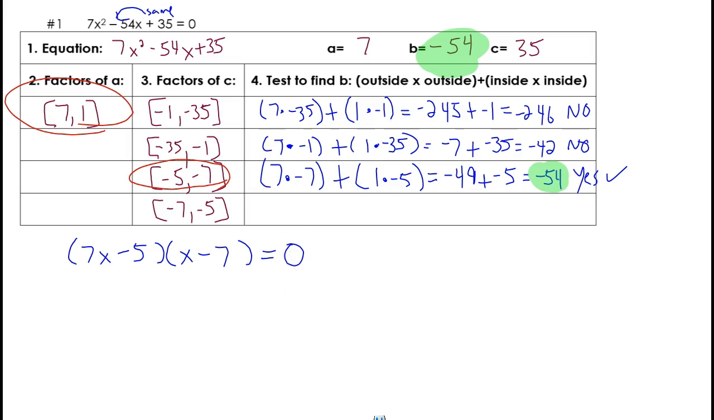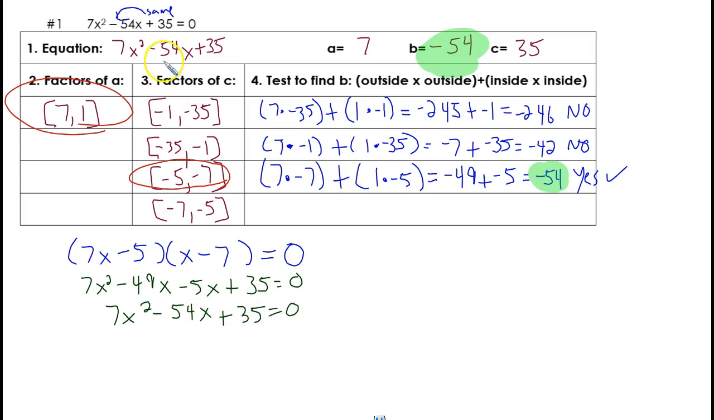Now, it's a good idea, part of this process, to check this. Did we actually get it right? Well, that's 7x squared, 7x times x. 7x times negative 7 is negative 49x. Negative 5x for inside times inside. And the last times the last is positive 35. And when we clean that up, we get 7x squared minus 54x plus 35 equals 0, when we add those two inside terms together.